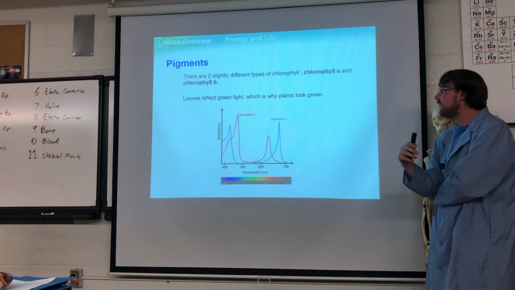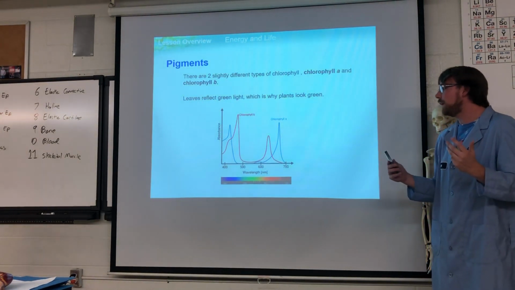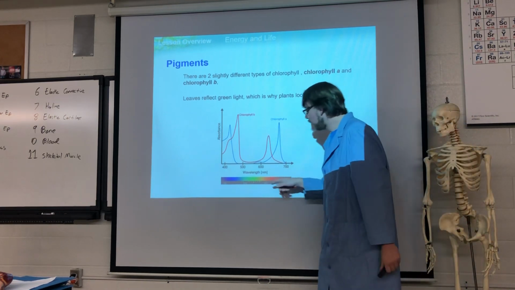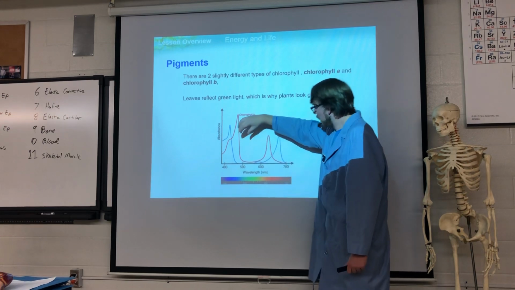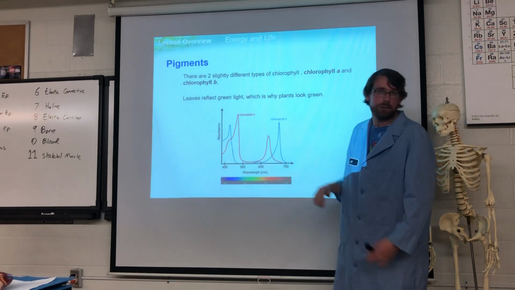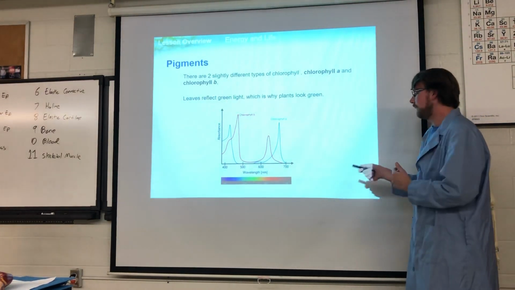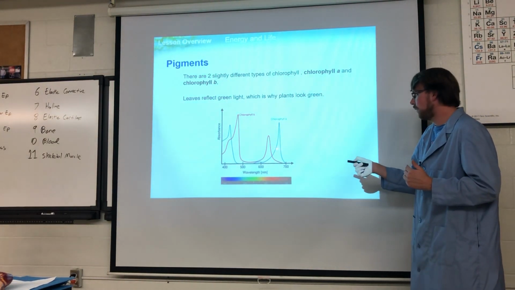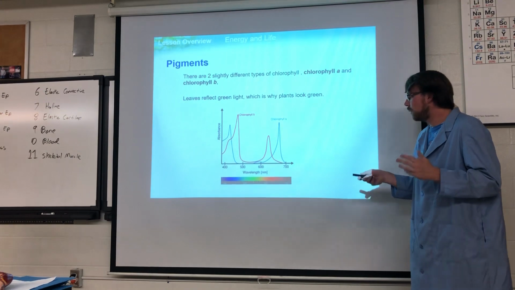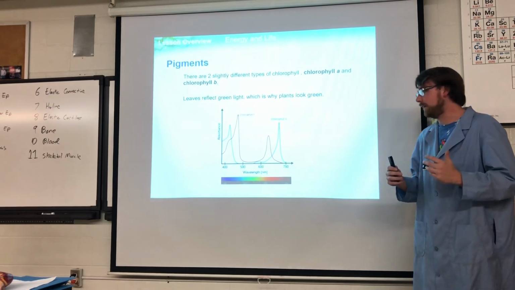So there are 2 slightly different types of chlorophyll, creatively named chlorophyll A and chlorophyll B. Leaves are green because these chlorophylls are going to be absorbing blue light and red light, and they are reflecting green light. Leaves are green because the green light is reflected, whereas the red light is absorbed by chlorophyll A and B, and the blue light is absorbed by chlorophyll A and B. So the greenness is because plants are not using the green light.